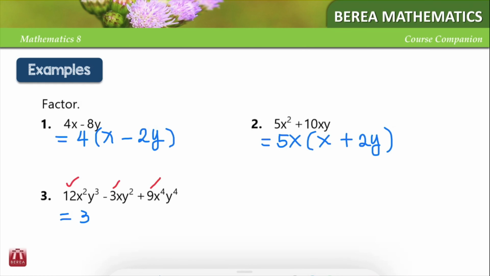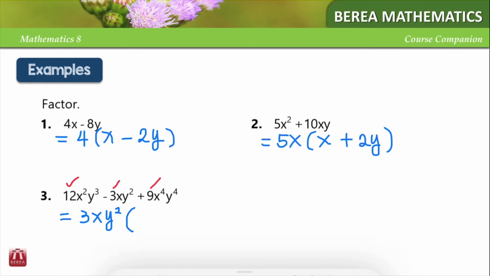Now let's look at variable x. We have x squared, x, and x raised to 4. The common factor for variable x is x. And let's look at the y variable. We have y cubed, y squared, y raised to 4. The common factor for variable y is y squared. Again, just look at the smallest exponent of the variable. Next step is to divide each term by the common monomial factor.